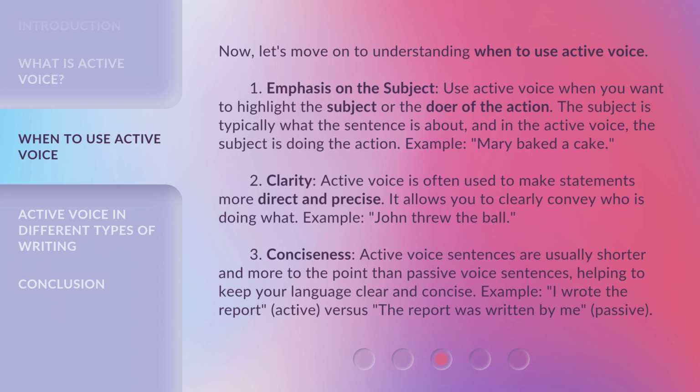2. Clarity. Active voice is often used to make statements more direct and precise. It allows you to clearly convey who is doing what. Example: John threw the ball. 3. Conciseness. Active voice sentences are usually shorter and more to the point than passive voice sentences, helping to keep your language clear and concise. Example: I wrote the report, active, versus the report was written by me, passive.